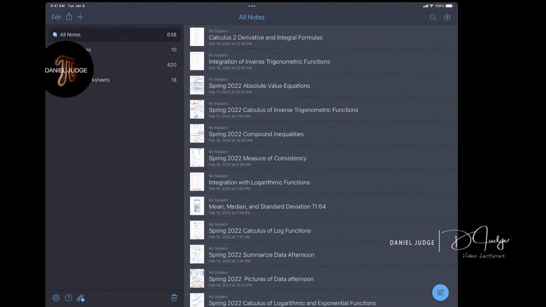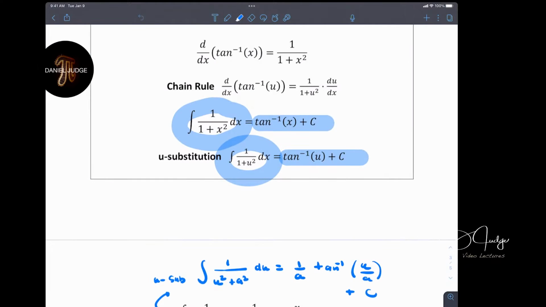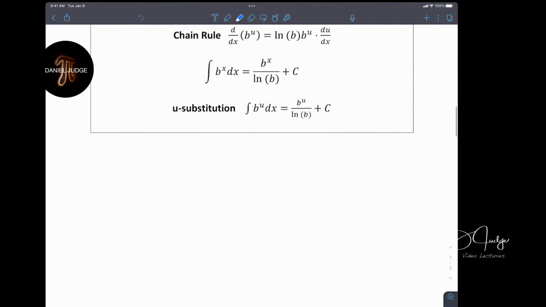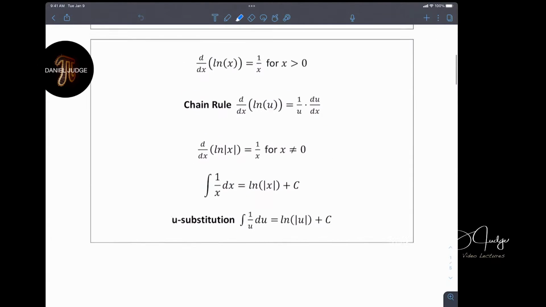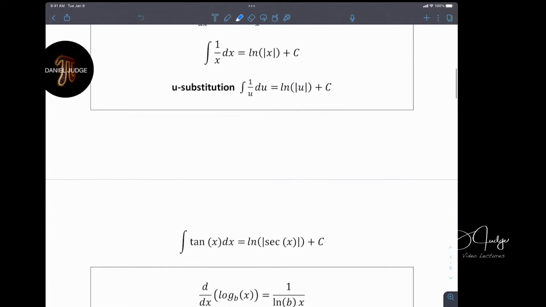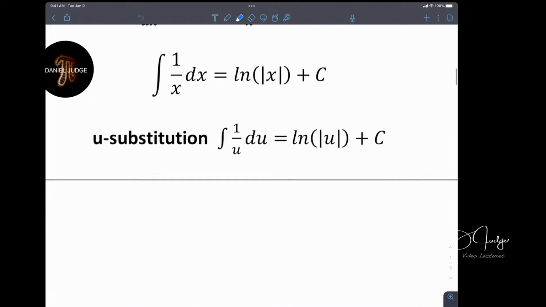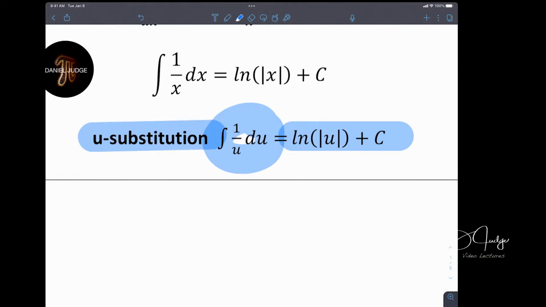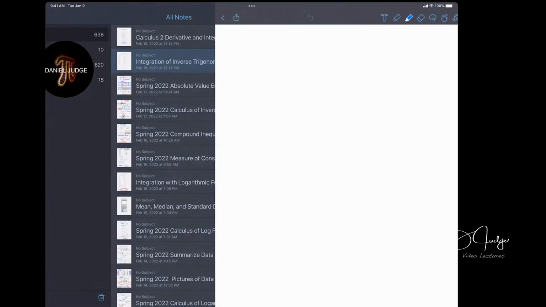So go back to the formula sheet here. And when I created this for you guys, this is where it came from. If you guys remember, we derived this in class here. That the integral of 1 over u du is natural log absolute value u plus c. And that's the u version of the formula 1 over x dx being natural log absolute value of x plus c. So it's natural log absolute value u plus c.